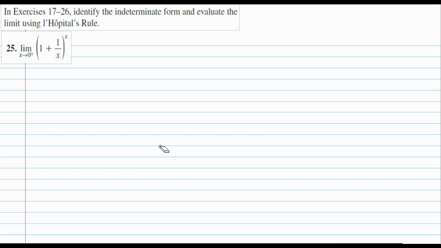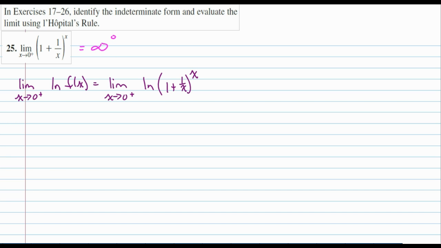Now try problem number 25. It says identify the indeterminate form and evaluate the limit using L'Hopital's rule. So 25, the limit as x approaches 0 from the right of (1 plus 1 over x) to the x. So let's think about what happens when x approaches 0 from the right. Well, 1 over teeny tiny positive numbers is going to be infinity. So 1 plus infinity is infinity. X, as it approaches 0 from the right, is going to approach 0. It's just by itself. So I do have infinity to the 0, an exponential indeterminate form.